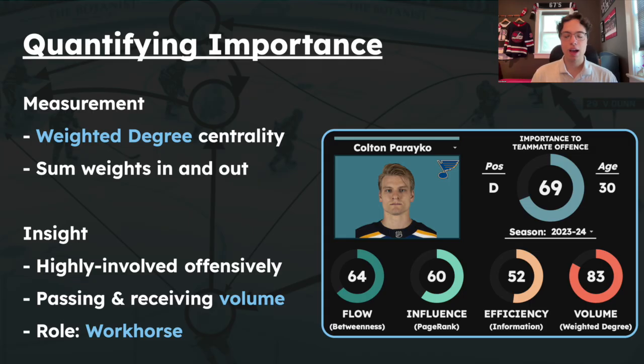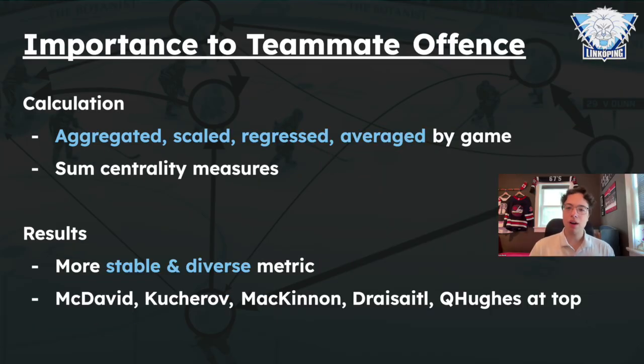So as you can see, we have these four centrality measures at the bottom of the profile, with pie charts and in percentile form, but we also have this big one number importance to teammate offense metric. So how do we essentially come about that? What we've done is we've aggregated the data for each team game throughout the season, get the centrality measures for each player for each game, scale it by position, regress it for smaller samples, and average them out. Then we sum these centrality measures, all four together, to get our importance to teammate offense score.